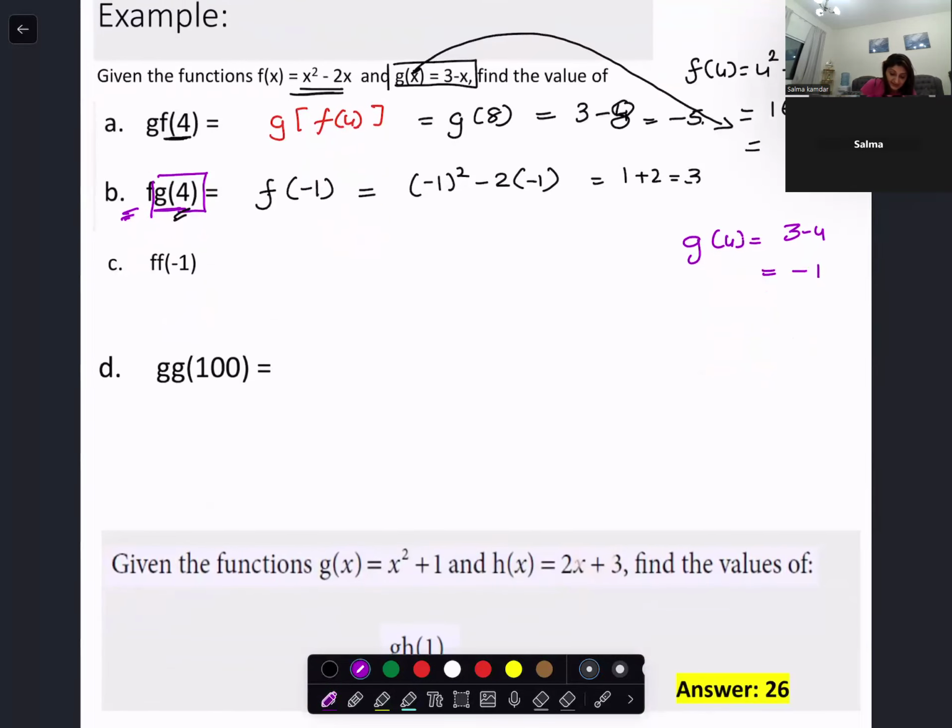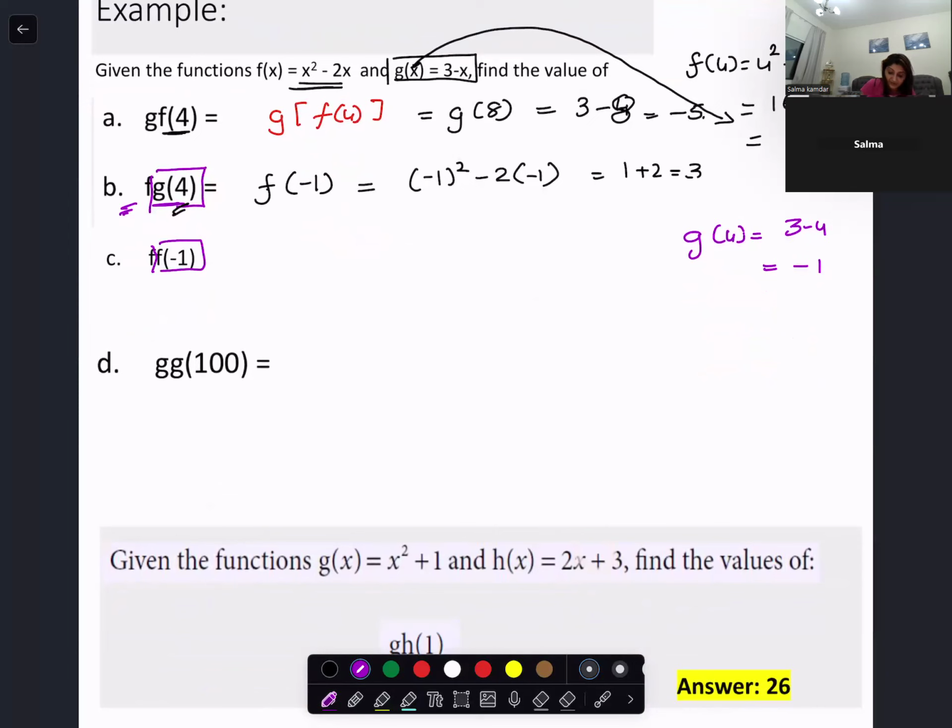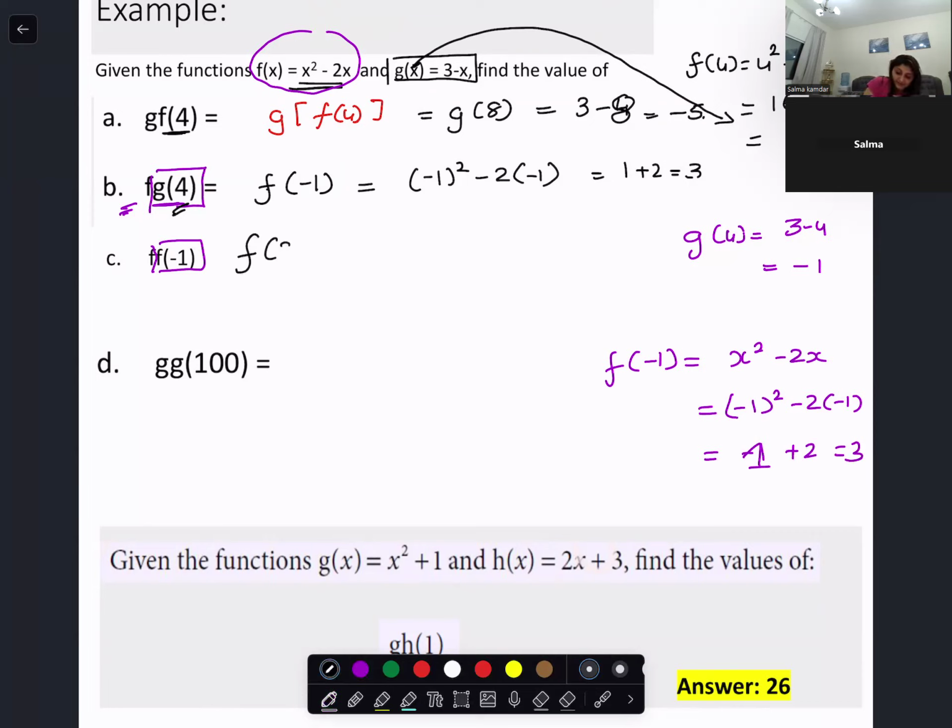Third one. Instead of x, I want the value of f(-1). So let's find the value of f(-1). This would be x square minus 2x, f(-1) would be (-1) square minus 2(-1). (-1) square would become 1 plus 2, that is 3. So the value of f(-1) is 3.